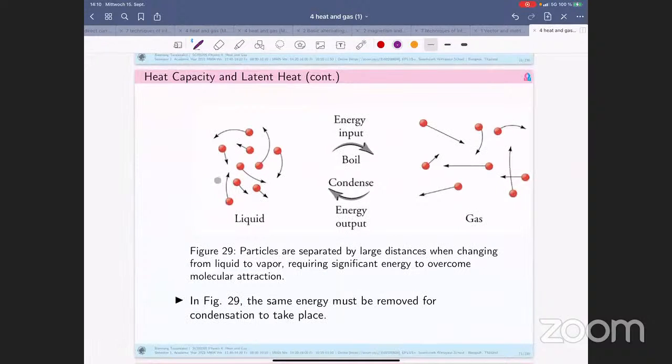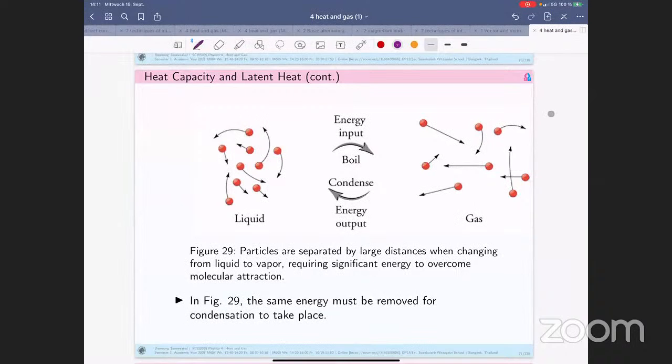Let's consider the next one. It's liquid form, and if you want to get a lighter attractive force or more distance among several molecules, you have to put the energy into the liquid, right? And you will get this form, which is called gas. And it's called the boiling process. And if you want to get the liquid from the gas, you have to take out the energy from the gas, right?